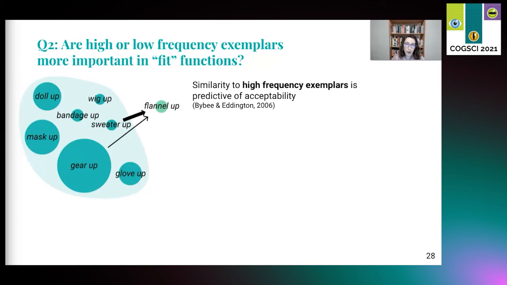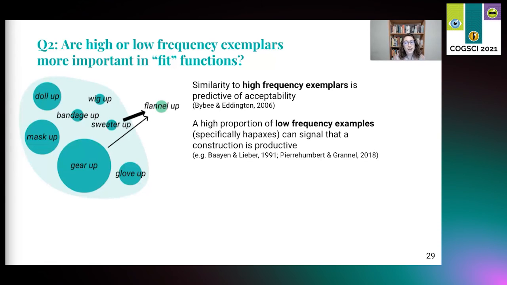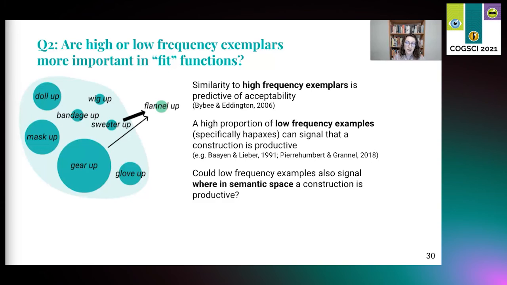On the one hand, work by Bybee and Eddington showed that similarity to high frequency exemplars is predictive of acceptability. And based on this, we might expect people to produce examples that are more similar to high-frequency exemplars. On the other hand, work on morphological productivity has argued that a high proportion of low-frequency examples can signal that a construction is productive. So for example, seeing a lot of cases like Lady Gaga-esque might make people realize that they can apply the suffix esque to many different nouns. We're interested in exploring the idea that low-frequency examples might also signal where in semantic space a construction is productive.